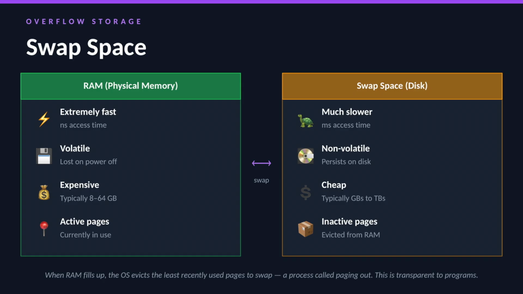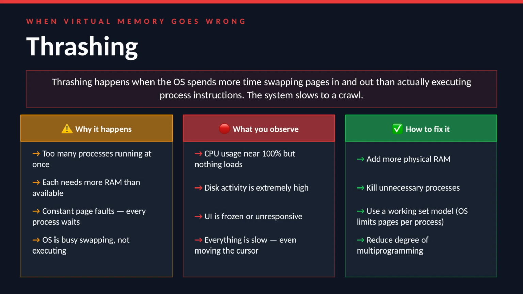Now, RAM is extremely fast, nanosecond access times, but it is very limited and very expensive. On the other hand, swap is much slower, millisecond access times, but it is much cheaper and larger. So, virtual memory bridges these two together to give you the illusion of a larger memory than what physically exists on the system. So far, we have only discussed the benefits of virtual memory.